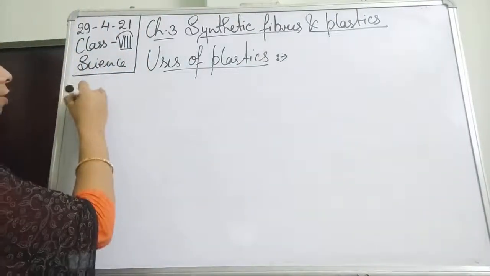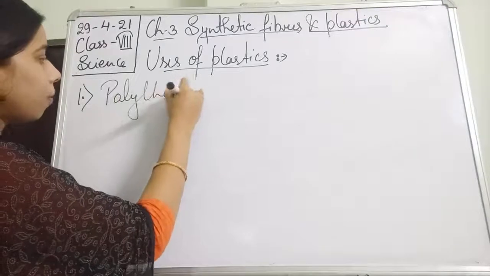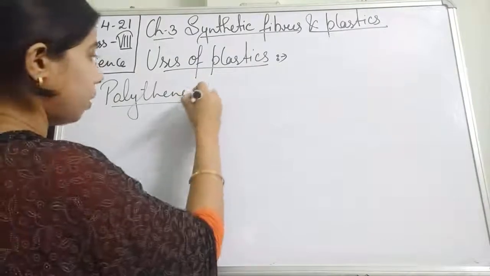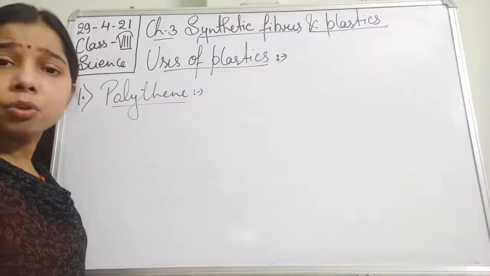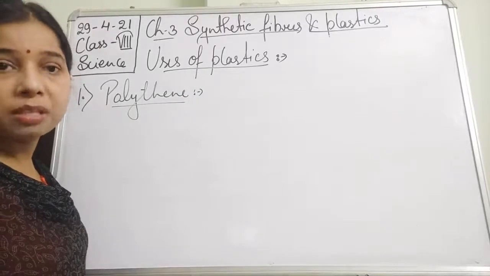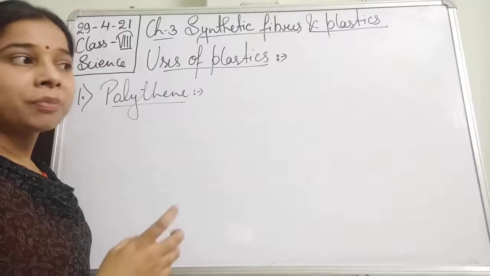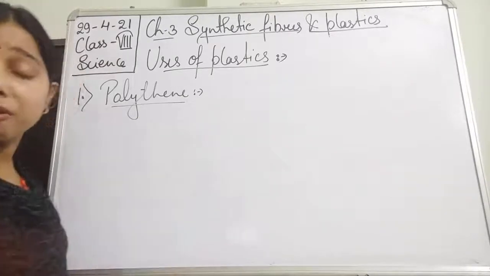So the first one we will write here, polythene. What is the use of polythene? Okay, this is the first one, polythene. Let us write what the different uses of polythene are. It is used in making a lot of things, students: toys, pipes, even the carry bags. The polythene bags are also made up of plastics.